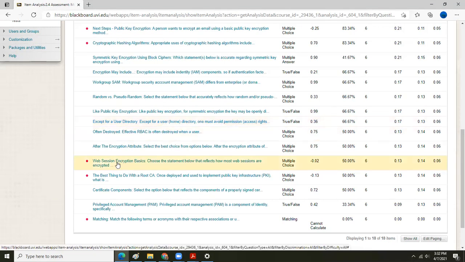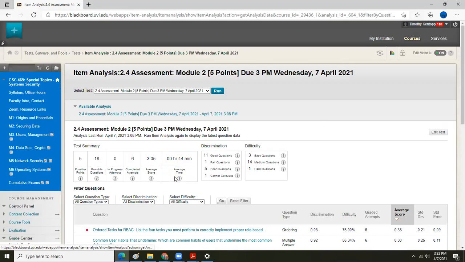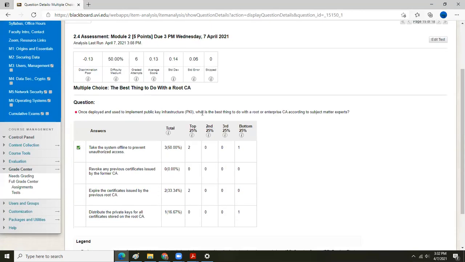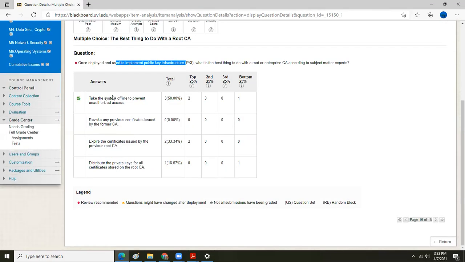Okay, moving right along. What's the best thing to do with a root or enterprise CA, according to subject matter experts, once it's deployed? Once you set it up and you implement the public key infrastructure, you take the system offline to prevent unauthorized access.